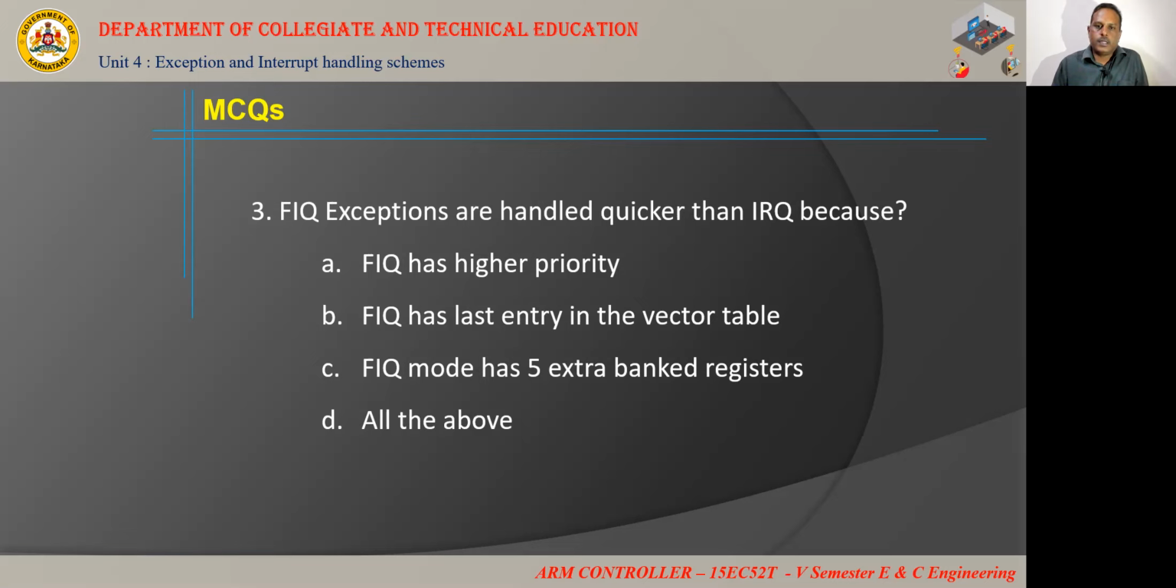Otherwise, we will have to save the registers which we will be using during this exception handling. Since there are enough extra general purpose registers specifically for this mode, we can make use of them to handle this FIQ exception and reduce the time which otherwise we would have spent in storing the context, backing up the registers and restoring the registers. So that is the reason why all these conditions are favorable for the FIQ exception to be handled quicker than the other exceptions. So the answer is all the above.